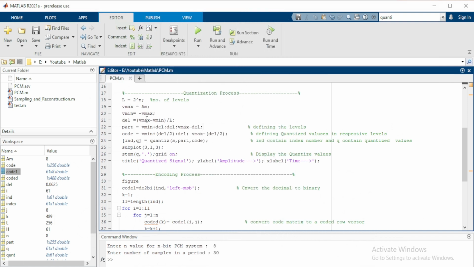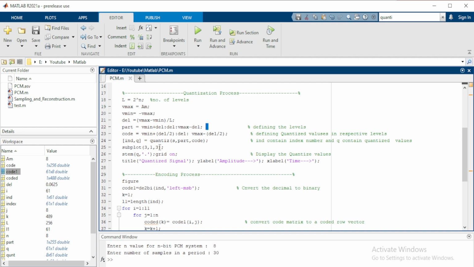So you can see the partition, which is the number of labels: V minimum plus delta, with a step size of delta, and V max minus delta is the last partition or last label. Similarly, the code, that is the quantized value, starts at V minimum plus delta by 2 with a step size of delta, and V max minus delta by 2 is the last quantized value.